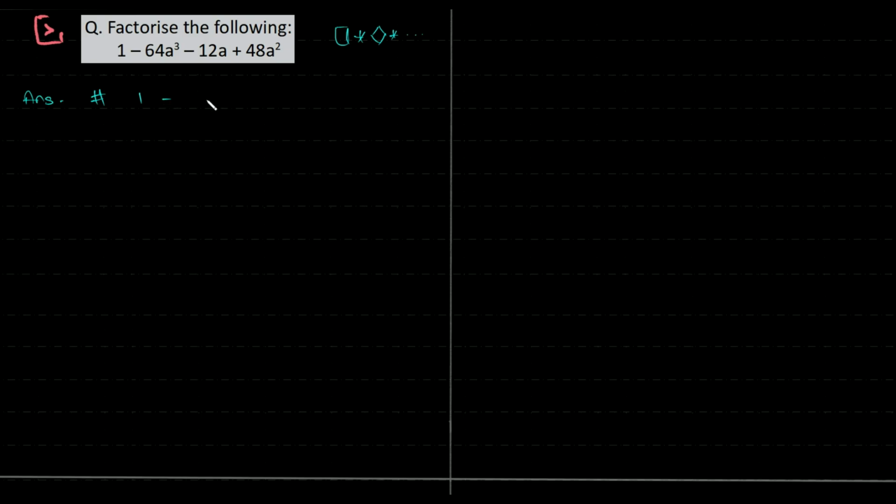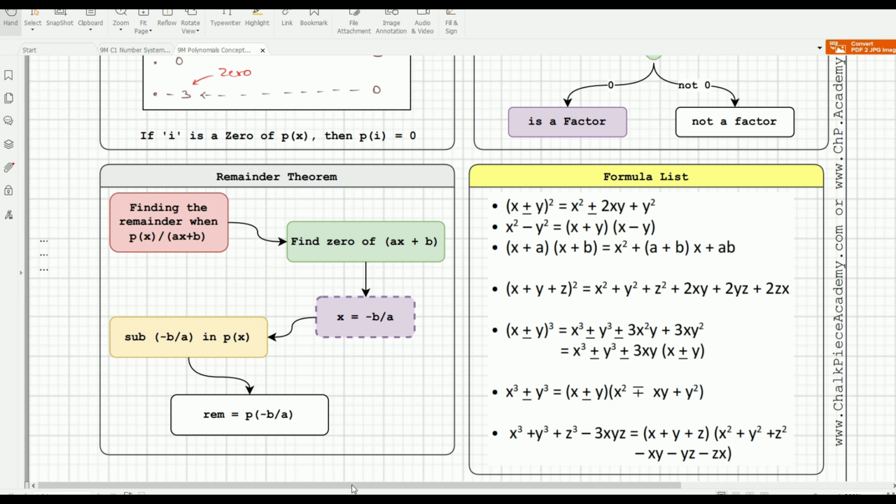1 minus 64a cube, so there is a cube, and 64 is actually the cube of what? 4, right? 4 4s are 16, 64, yes, it's the cube of 4. So it has something to do with cubes. Okay, so that we can decide, minus 12a plus 48a square. We have a square, we have a cube, we have a linear term, and we have a constant term also. What identity is it related to?